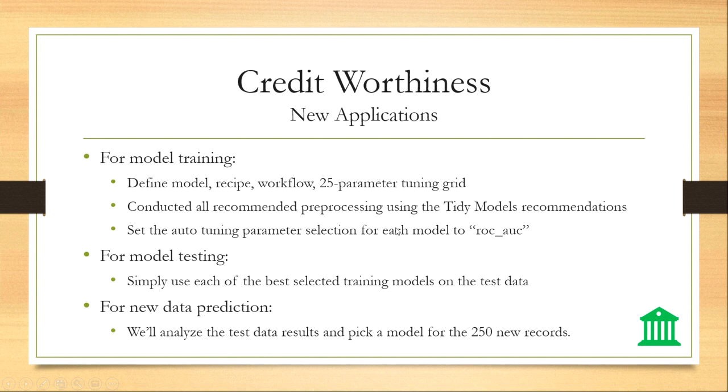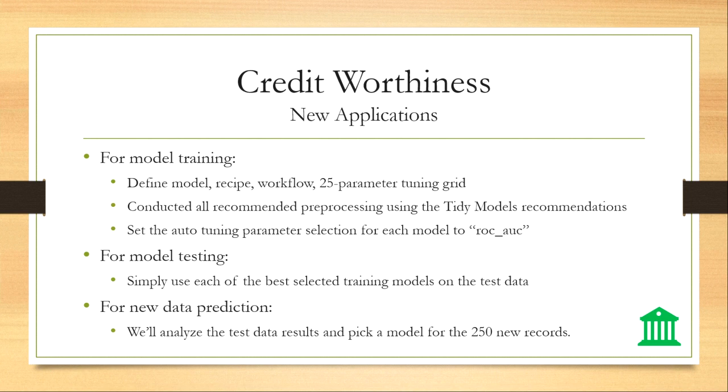Receiver operator characteristics, area under the curve. So what this is going to end up doing is, for each model, for the logistic regression for instance, we're going to come up with a 25 parameter tuning grid. The software is going to automatically pick which one of these 25 models is the best fit for the logistic regression using ROC AUC as its metric.